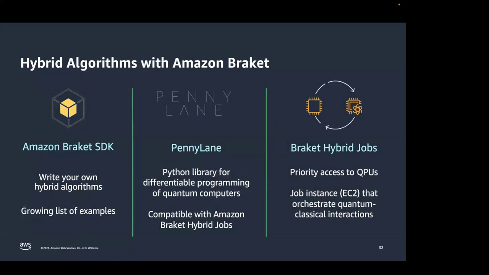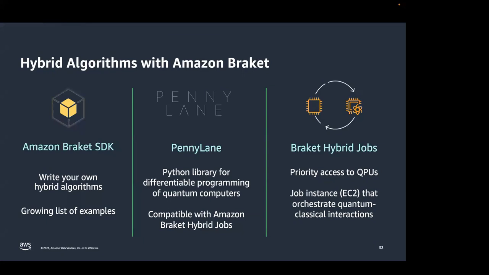Now, how can you implement hybrid algorithms with Amazon Braket? Basically in 3 different ways, right? First, you have access to the Amazon Braket SDK, and you write your own hybrid algorithms where you define what part of your algorithm or script is going to run on the CPU, and what other part is going to run on GPUs or simulators, right? And for this, there is a growing list of examples available through the Amazon Braket SDK development documentation webpage.